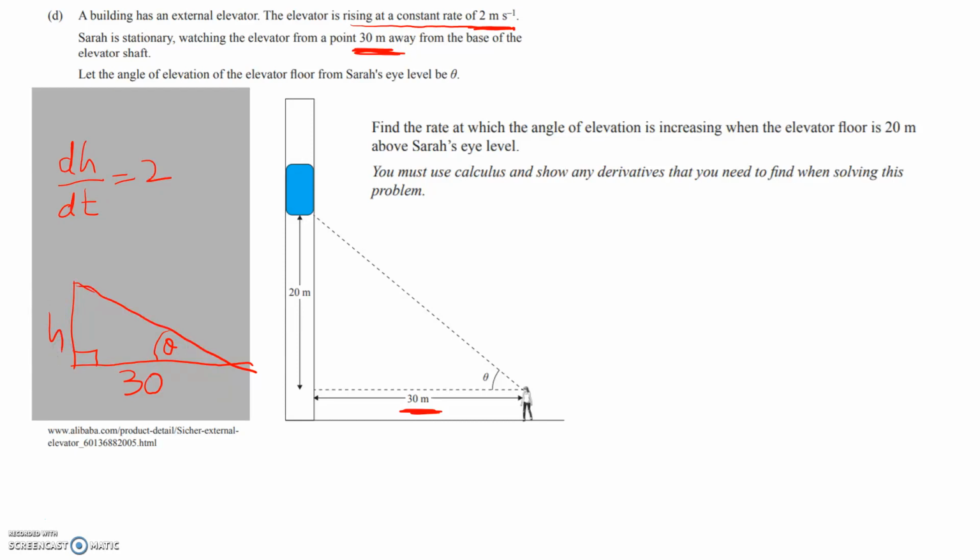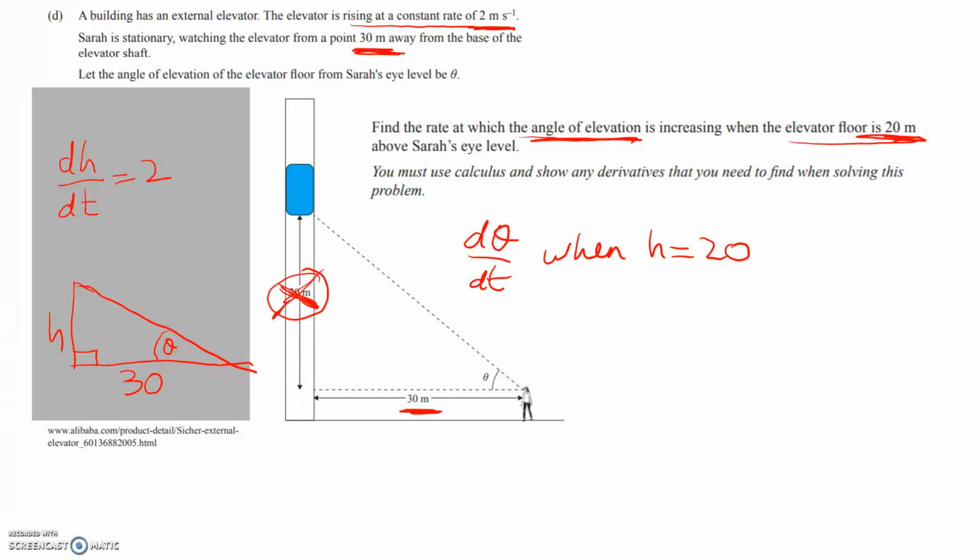We're told that we need to find out the rate at which the angle of elevation is increasing when the elevator floor is 20 meters above her eye level. Now they've put 20 meters on that diagram, and I think that the first thing you need to do when you do one of these is to forget about that information until the end of the problem. So that's going to be the last thing we use to solve. To start with, we're going to say, what do we want to find? Well, we want to get d theta by dt when the height is 20.